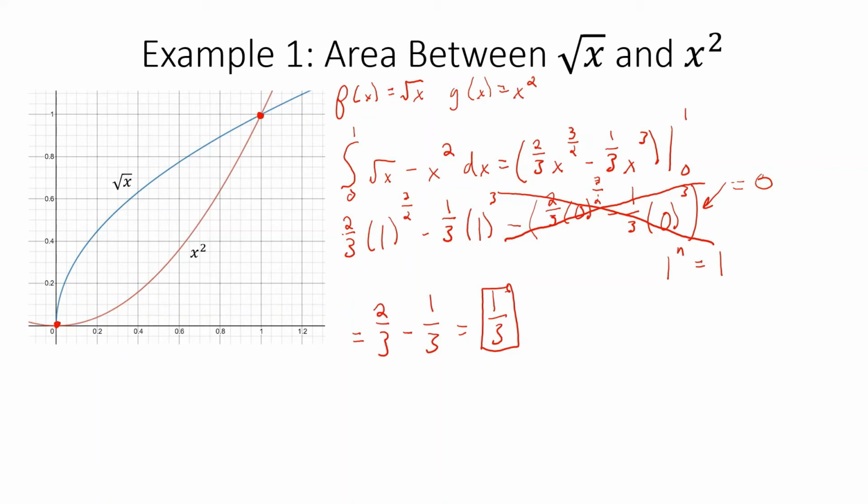If you want to do more problems like this, the general strategy is to find a bigger function and a smaller function, and take the integral over the bounds, from whatever x value to whatever x value, of the bigger function minus the smaller function.